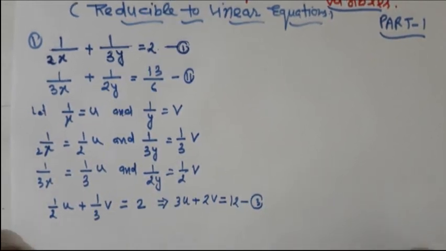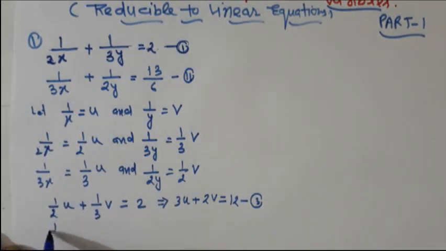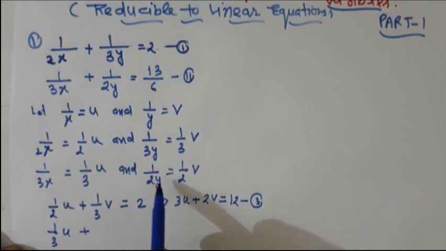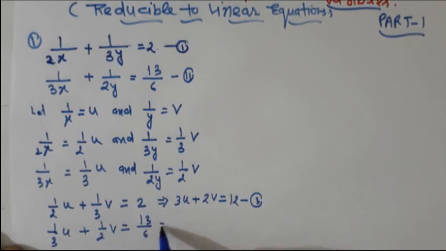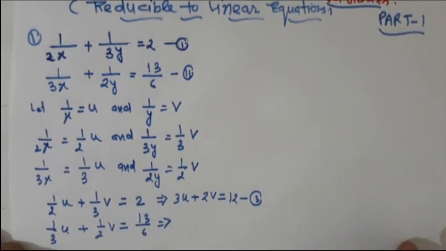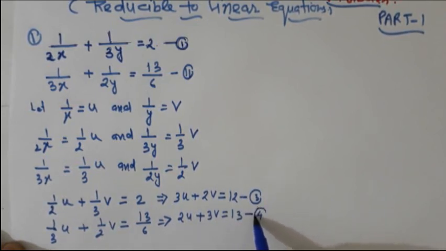The same thing we do in the second one: 1 upon 3x equals 1 upon 3u, and plus 1 upon 2y in place of which we write 1 upon 2v, is equal to 13 upon 6. So once more we multiply this equation by 6, because the LCM of 3, 2 and 6 is 6. When we multiply by 6, that will be 2u plus 3v is equal to 13, and this is equation number 4.